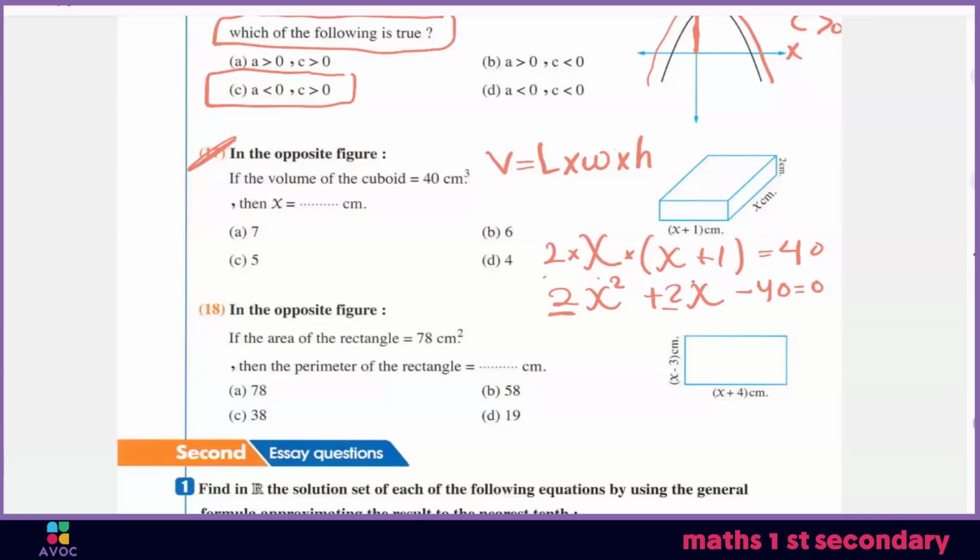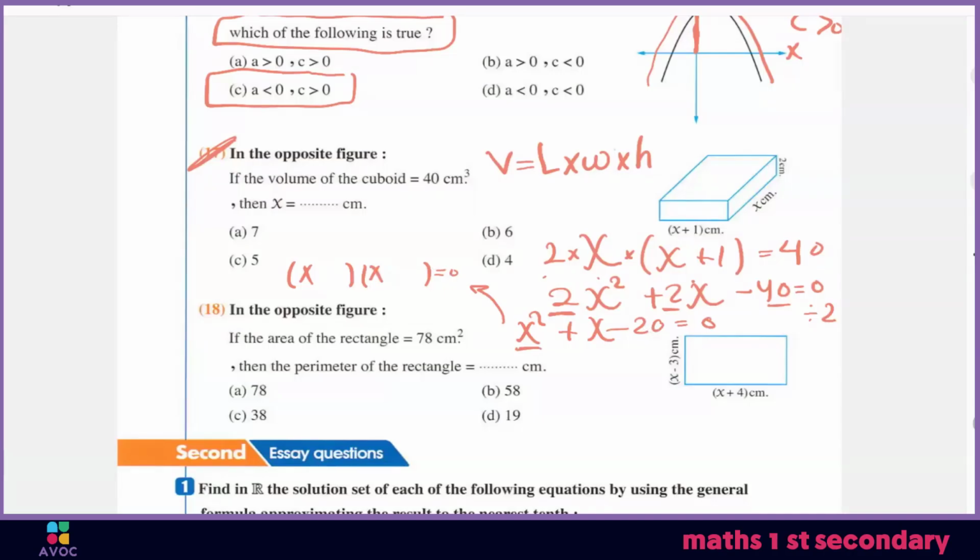Please pay attention: this is 2, this is 2, this is -40. All of these are even numbers, so I will divide all of these terms by 2. So this is x power 2 plus x minus 20 equals 0. How to solve this equation? If you use factorization, x power 2 will be factorized as x times x.